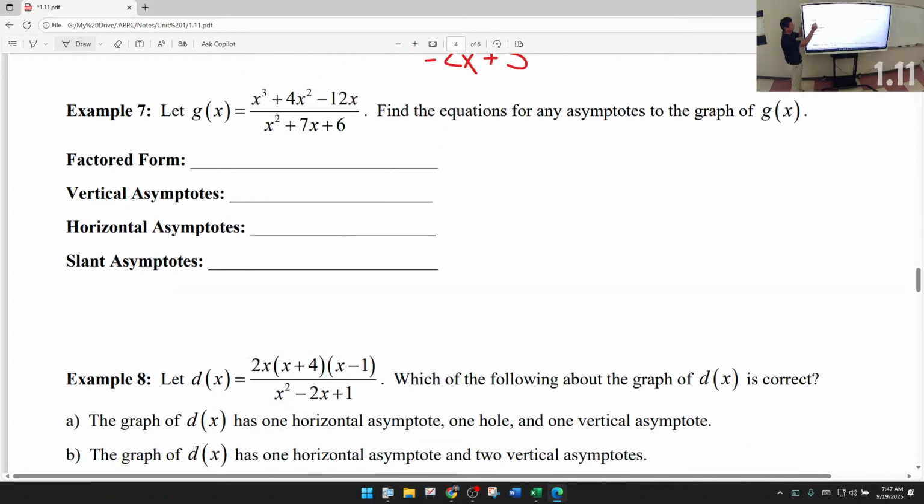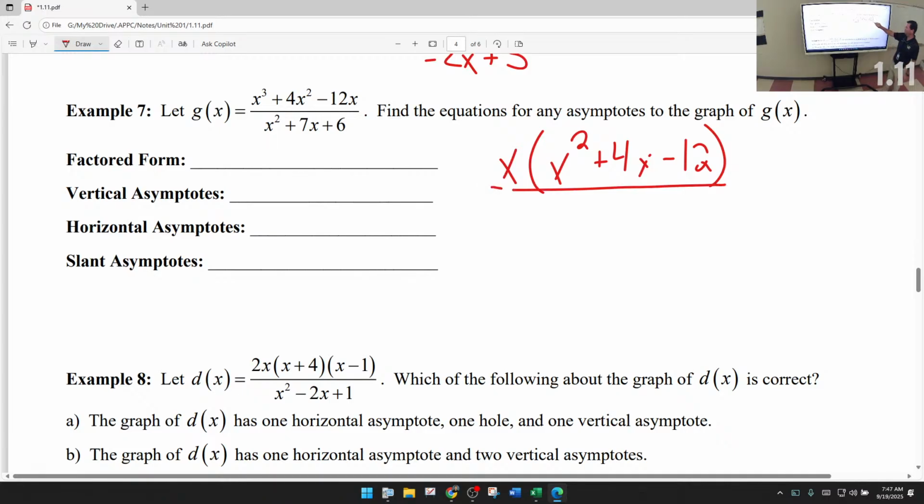Example 7. G of x. I got an x cubed on top and I got an x squared on bottom. I'm going to have to do some factored form. In fact, it says factored form. So we got a factor. So on top, I'm going to go ahead and take an x out. When I take an x out, I'm left with x squared plus 4x minus 12.